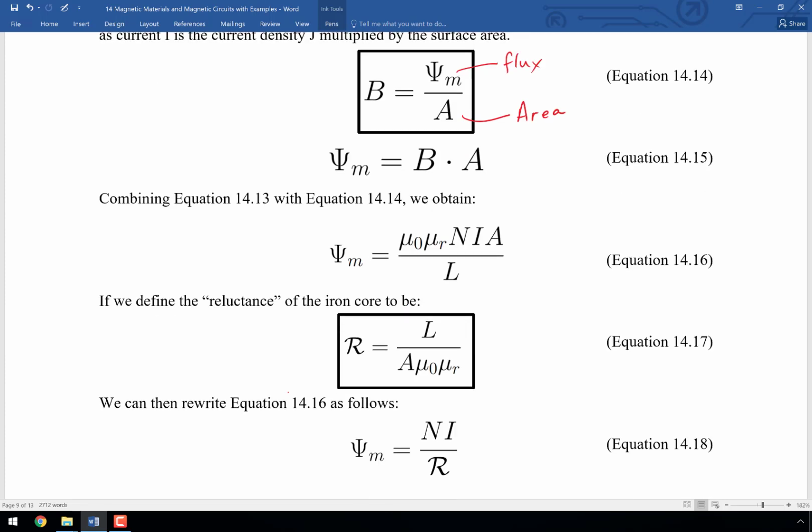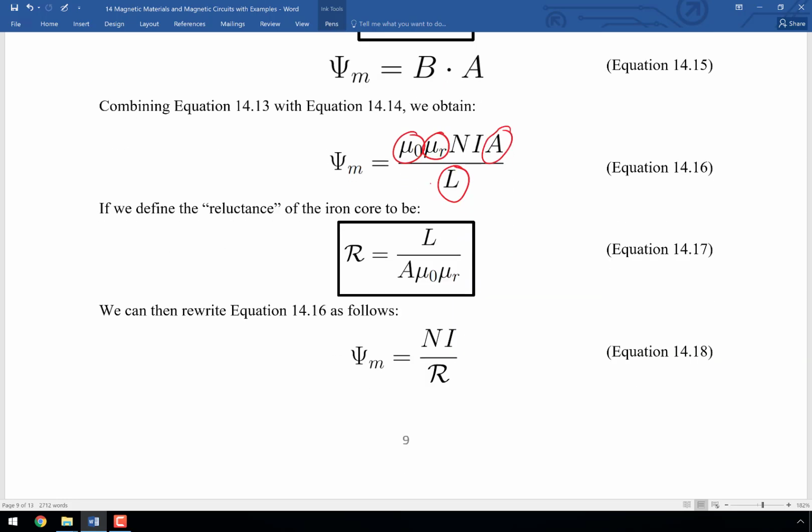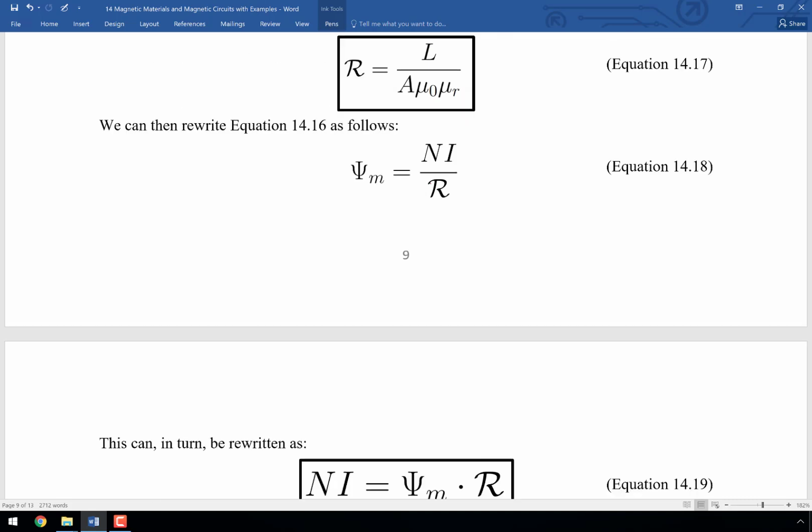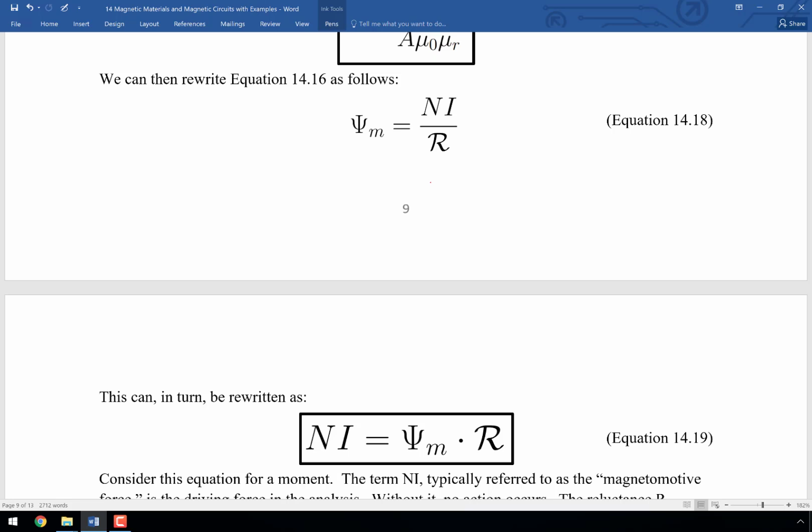So script R, reluctance, is equal to L divided by A times mu sub 0 times mu sub r. So we're going to take the A, the L, the mu sub 0 and the mu sub r, and put those all into a reluctance, leaving only the N times I in the numerator. That's the version that shows in equation 14.8. And notice that we could then rewrite that as psi sub m times reluctance equals N times I.